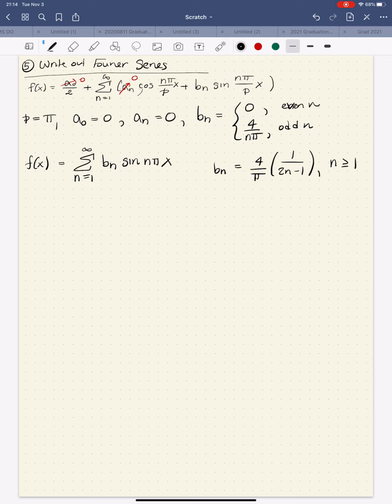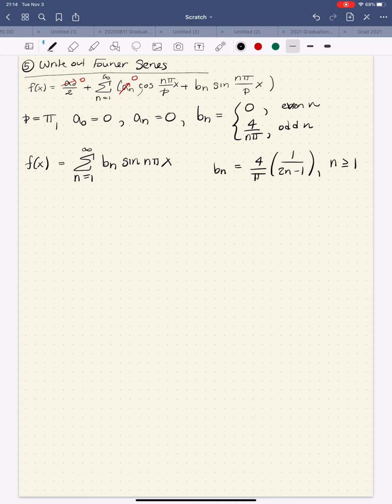And you can try this. If you plug in n is equal to 2, the denominator, this 2n minus 1 quantity, you get 3. So it actually automatically makes it so that no matter what n you put in, you get an odd value. And that is the method I recommend.